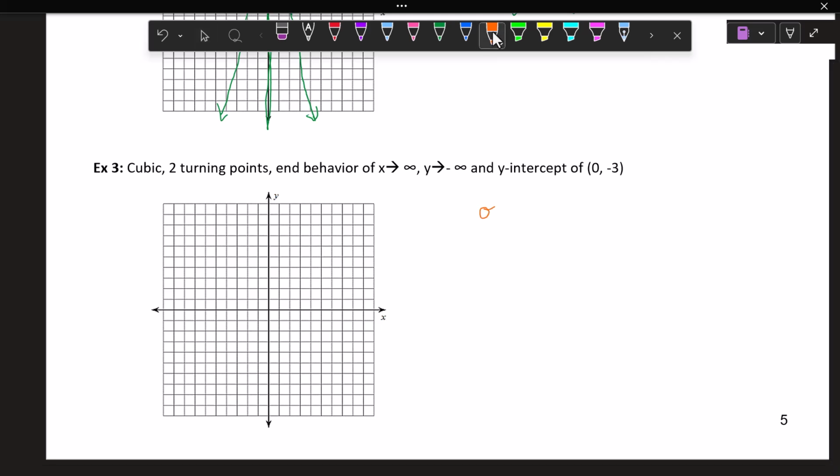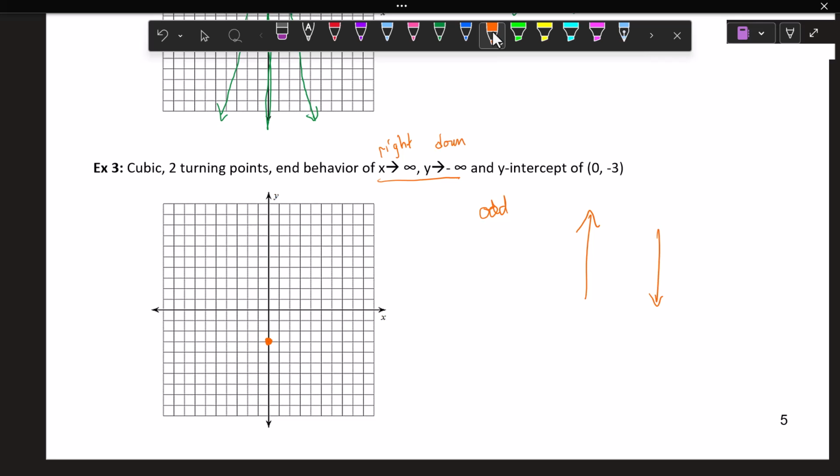Cubic, odd degree. And as x goes to infinity, we go to the right, y goes to negative infinity, goes down. Odds are going to be different directions, so it's down on the right, so it's going to be up on the left. So that's where it's going to be coming from. We need a y-intercept of (0, -3), so we can just plot that right there. We need 2 turning points. And then that's pretty much it.